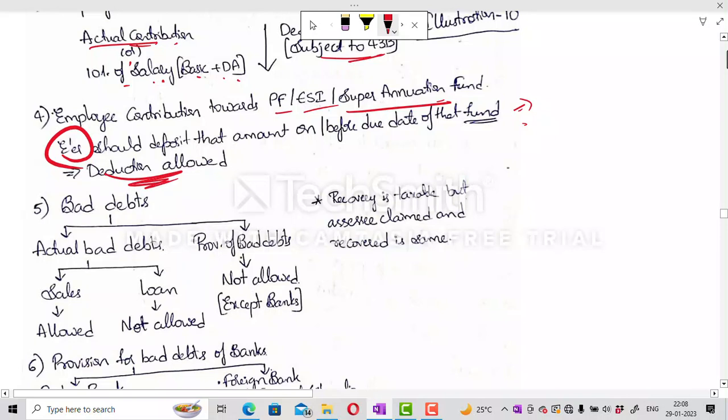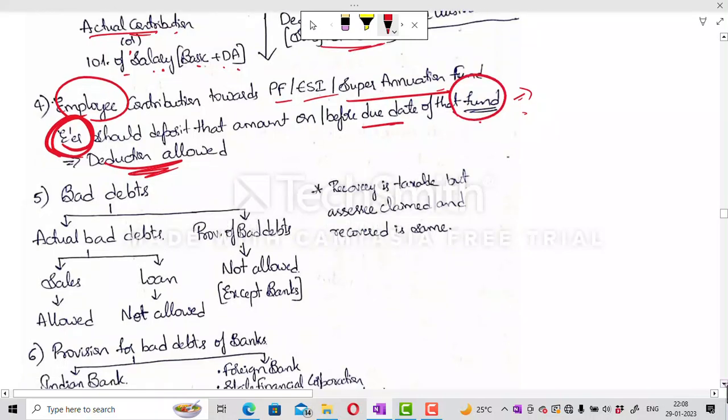Even if they have paid before the end of the year or before the date of filing the return of income, but they have not paid before the due date, then deduction is not available. Okay, this is the employee's contribution, the employer has to pay it, and it should be before the due date of that particular fund, then only deduction is available.